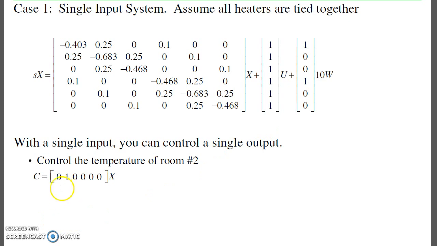Now I could do something different. I could do the average temperature. I could control apartment 1. Just for illustration purposes, let's control the temperature in apartment 2.